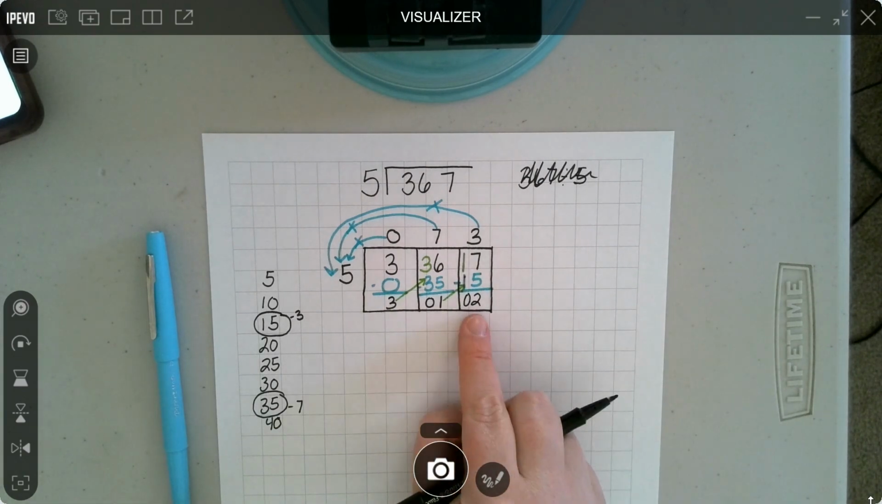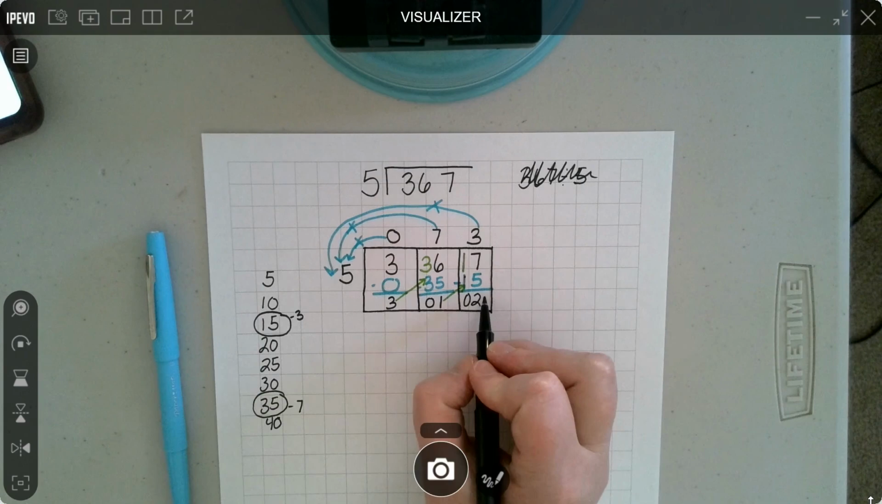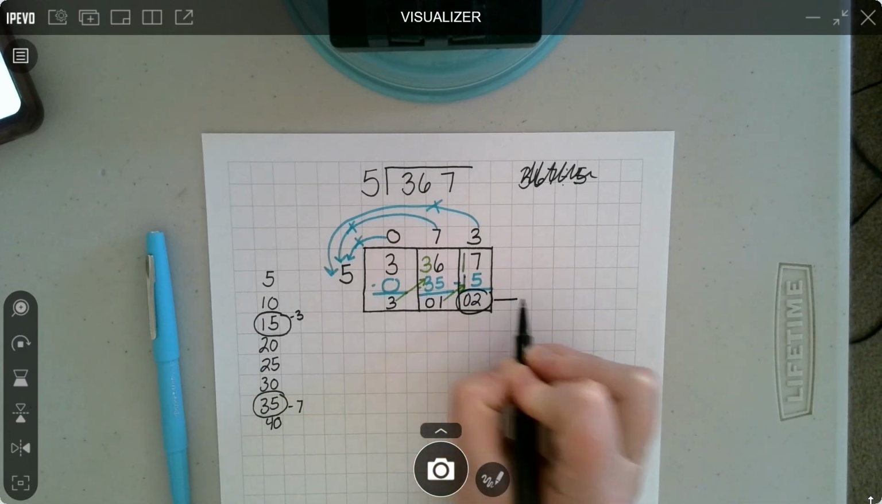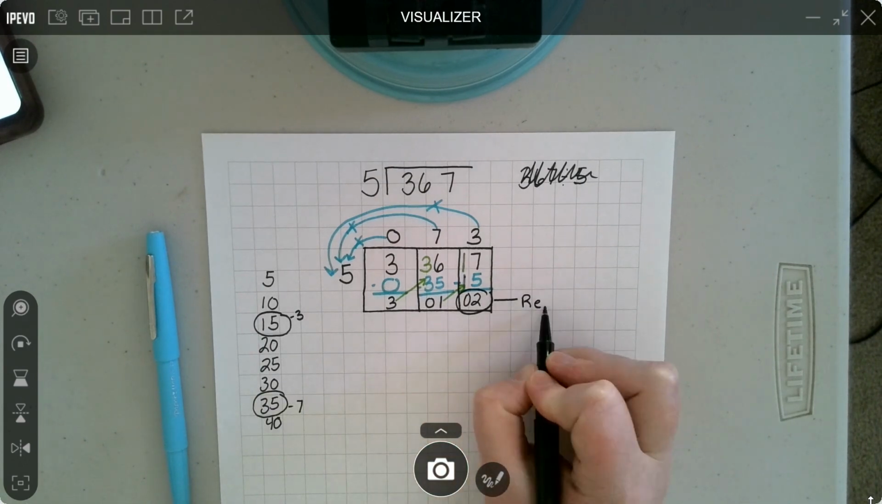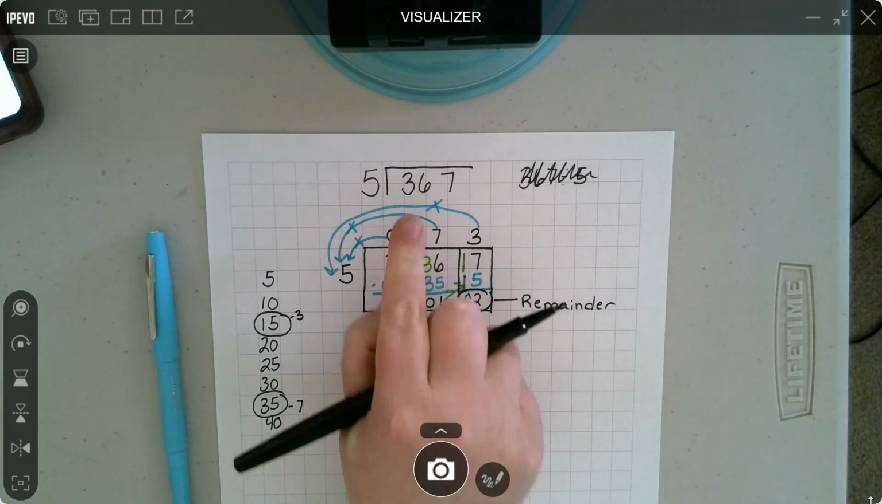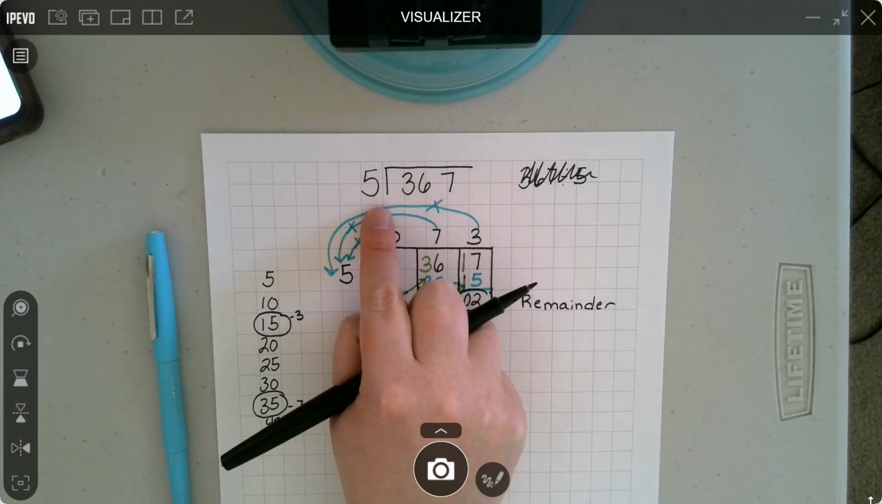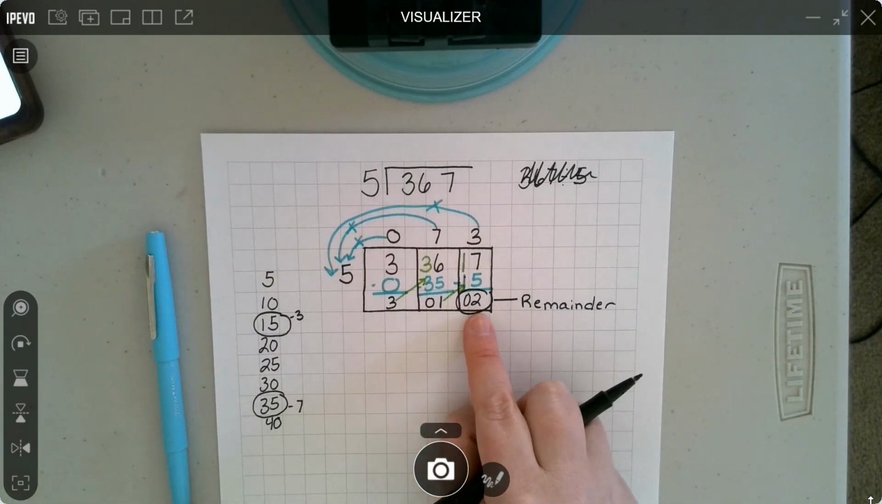Now, we are in our last box here. I can't drag this 2 up to the next box because there isn't anything. So this 2 right here, that is our remainder. These are the leftover pieces after we took that 367 and divided it into 5 groups. We will have 2 pieces left over.